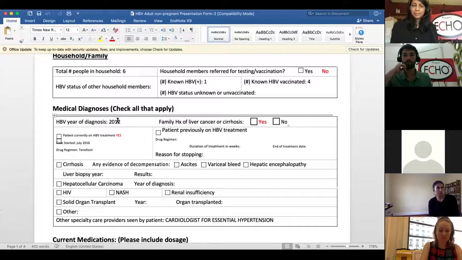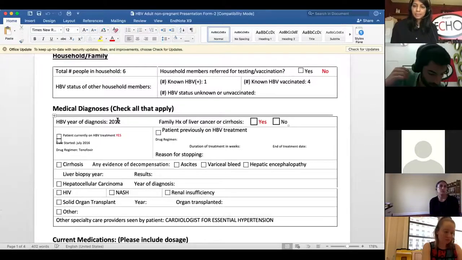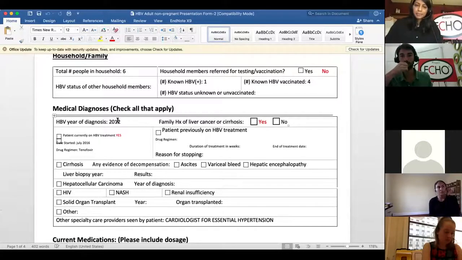We saw him for the first time in 2015. And then taking history, we asked. He said he had tested positive in 2012. And that was the first time he tested positive. And subsequently after that, he had it checked. But he was getting worried at this time when they lost a family member to liver cancer. And that was the reason why he presented. So that often really motivates people to come forward to be further evaluated, having the family history.